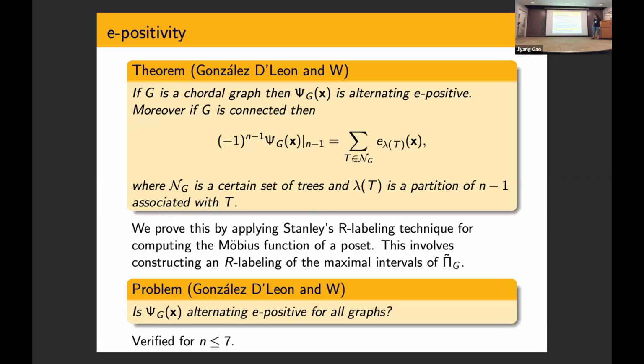But actually, we're not sure that it doesn't hold for all graphs. It might hold for all graphs, but our technique doesn't work on all graphs. We verified it for n less than or equal to 7, which is probably pretty small. But it might hold for all graphs.